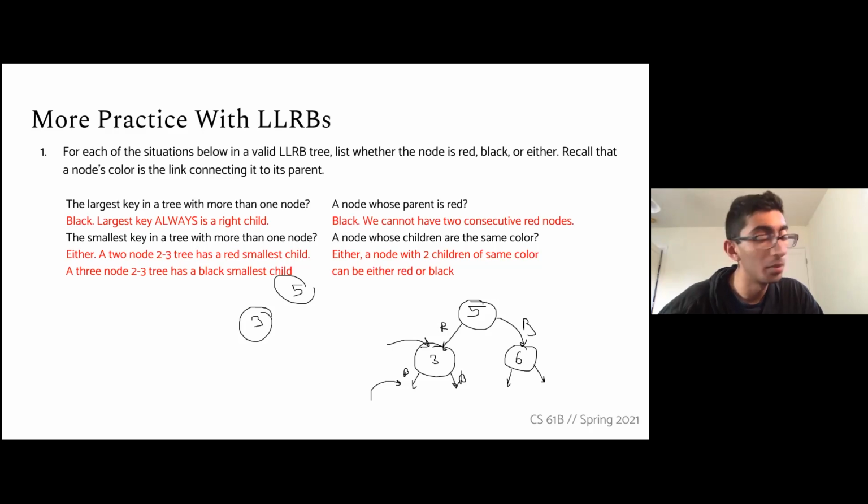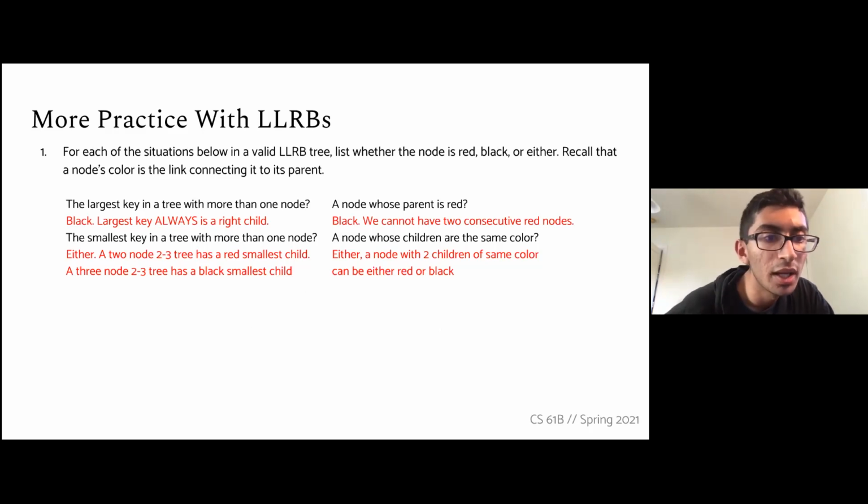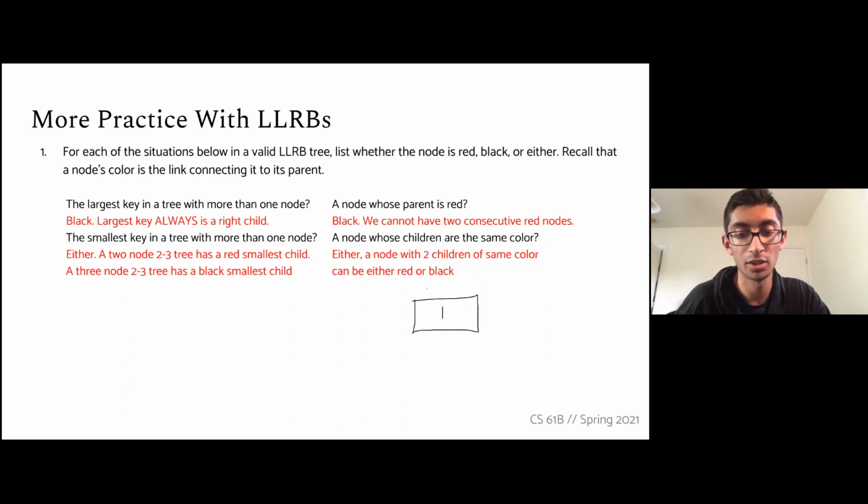Okay. So that was the answer to Preethi's question. How does a 3-node 2-3 tree have a black smallest child? How does it? Let's think about that. Let's say I have 1. I don't think it's, a 2-node 2-3 tree has a red smallest child. Jesse, I think you might be just a little bit confused. So a 2-node 2-3 tree has a red smallest child, but a 3-node 2-3 tree has a black smallest child.